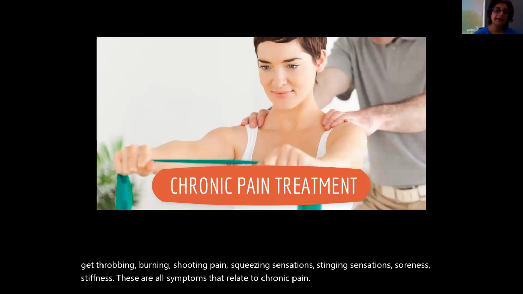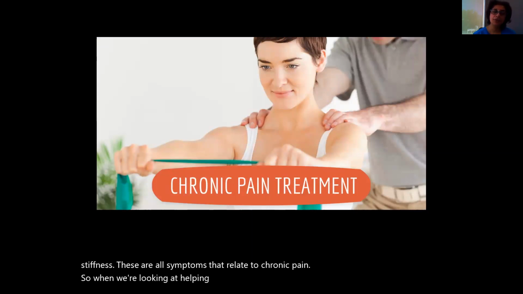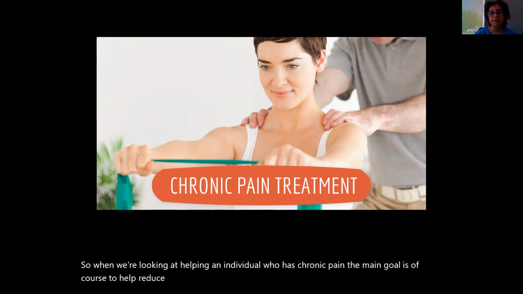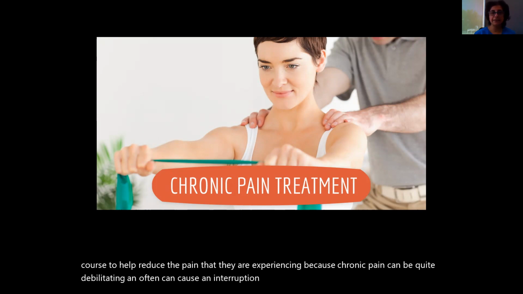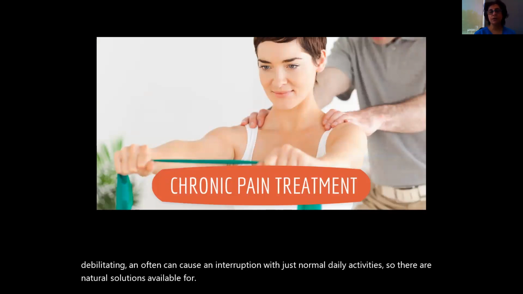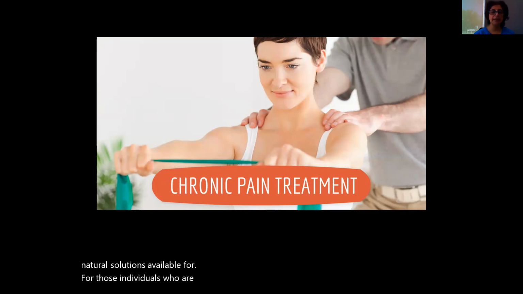So when we're looking at helping an individual who has chronic pain, the main goal is, of course, to help reduce the pain that they're experiencing, because chronic pain can be quite debilitating and often can cause an interruption with just normal daily activities. So there are natural solutions available for those individuals who are not comfortable taking too much medication and want to leave surgery as absolutely last resort.